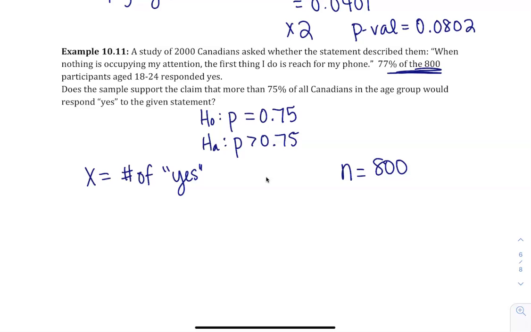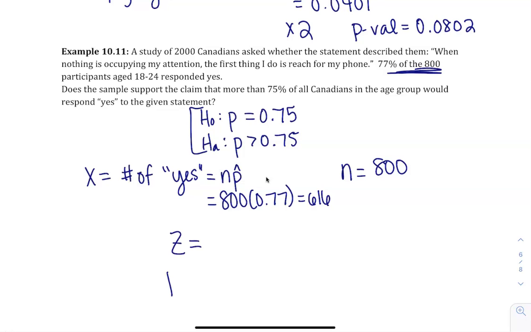But if you need to find what x is so that you can use StatCrunch, you just take the sample size times your p hat, which in this case is 800 times 0.77, and then round that to a whole number. It's 616 people. That's all you need. You need to set up your hypotheses, you need to know x, you need to know n, and the computer will give us our test statistic and our p-value.